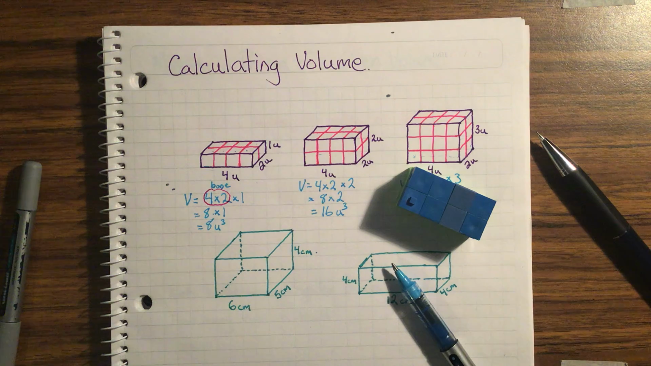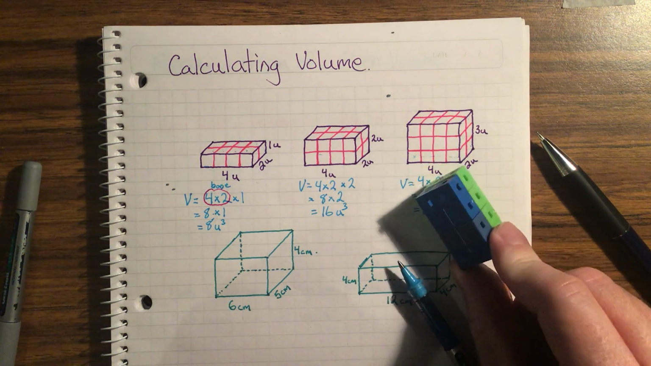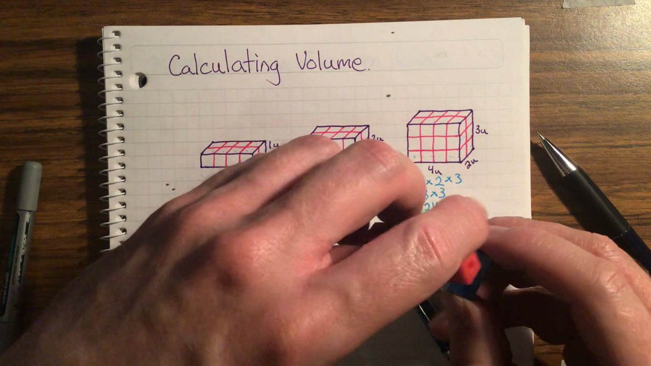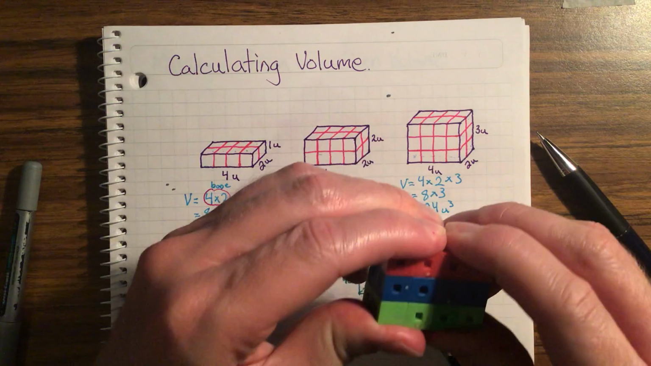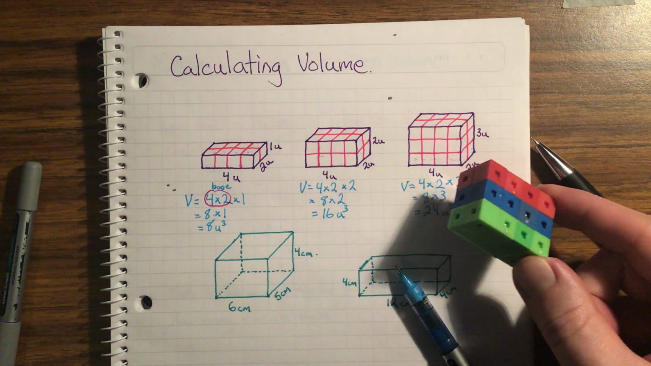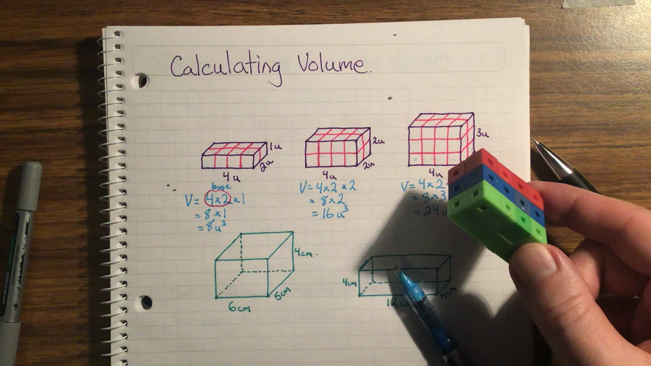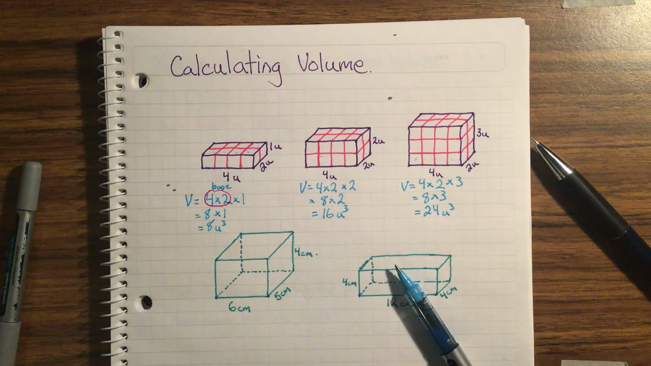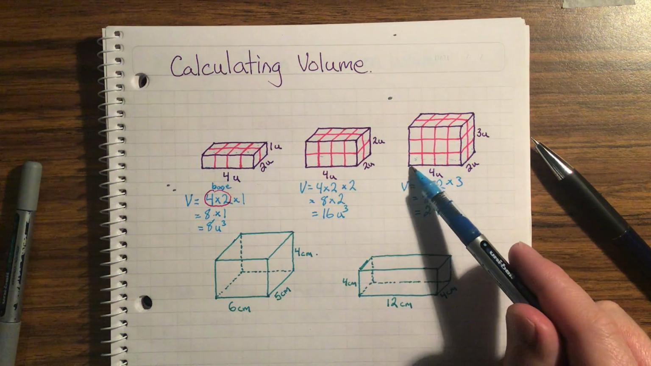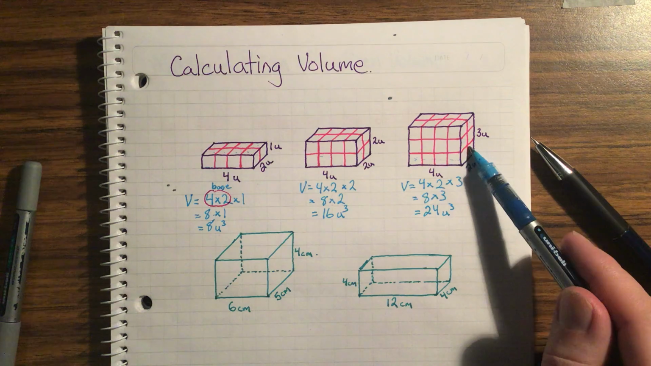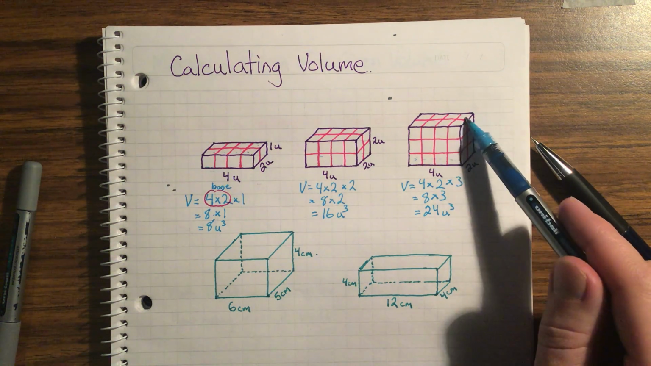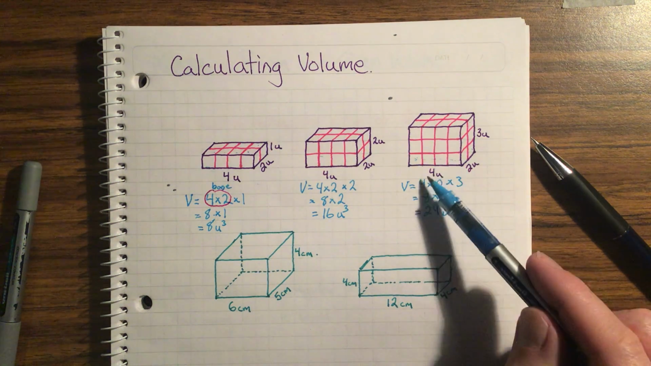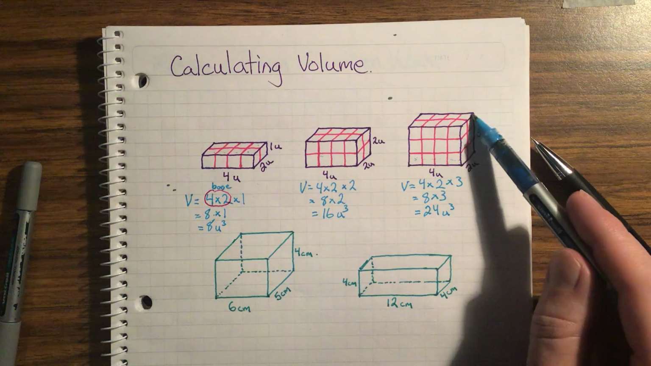Now right here I've got my shape that you can see has 2 layers. Now if I attach a third layer to it, you can see how each of the layers has 8 cubes in it and it has 3 layers. So to figure out the volume, we figure out how many cubes make up the base, and then multiply by how many layers there are. Or if you look at the formula, the volume is equal to the length times the width times the height.